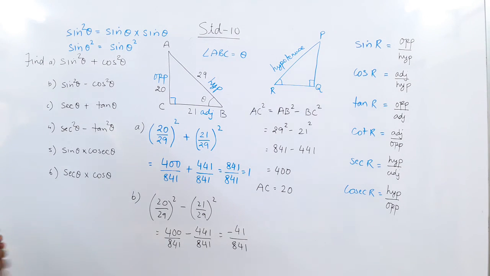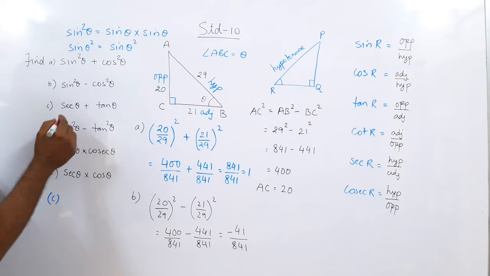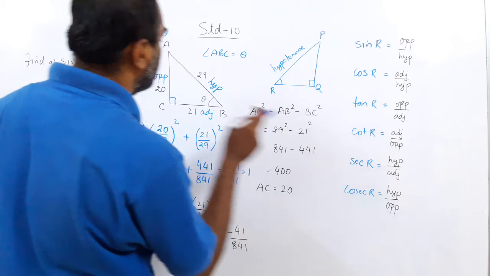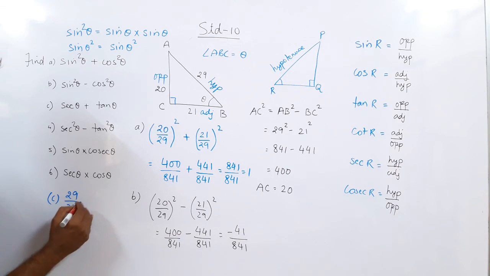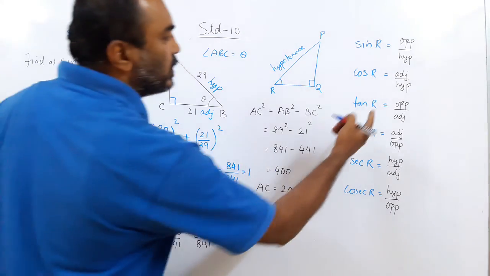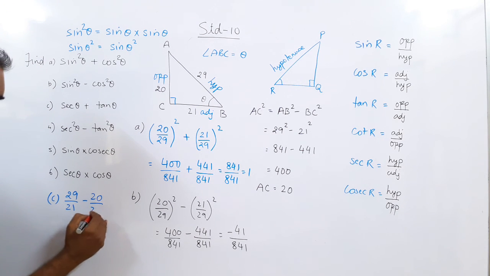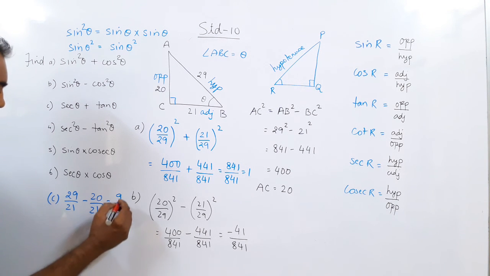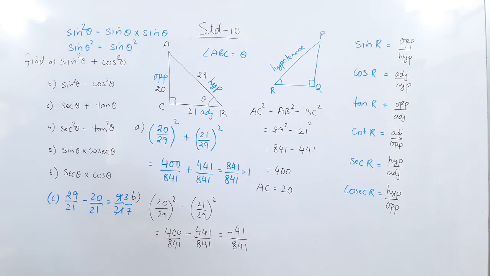Now question number C, the third one. Let us see. Sec theta. What is sec theta? Hypotenuse upon adjacent. So 29 upon 21 minus tan theta. What is tan theta? Opposite upon adjacent. So 20 upon 21. So what do you get? 29 minus 20 is 9 upon 21. 3 3s are 9, 3 7s are 21. So 3 by 7 is your answer. Clear? So you can take whatever you want, it doesn't make much of a difference.